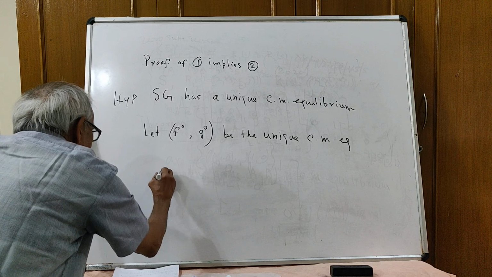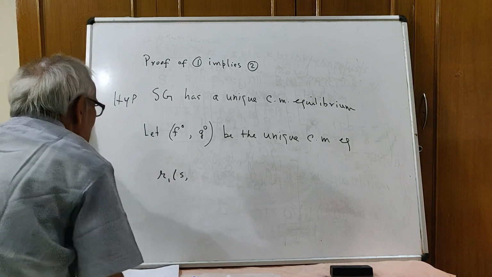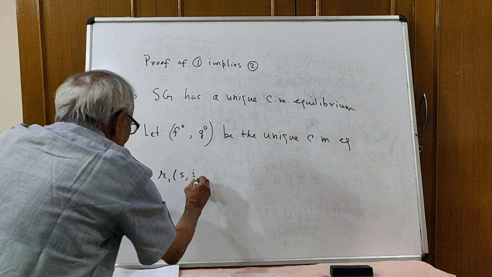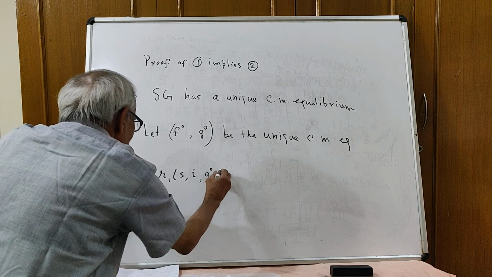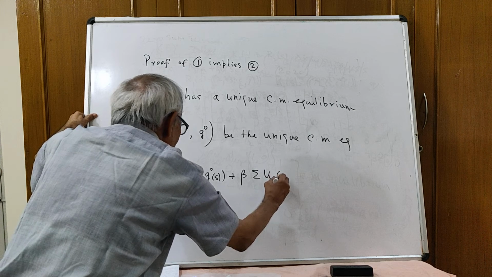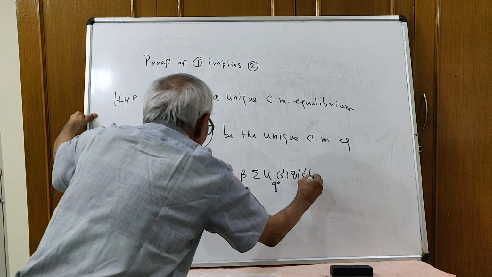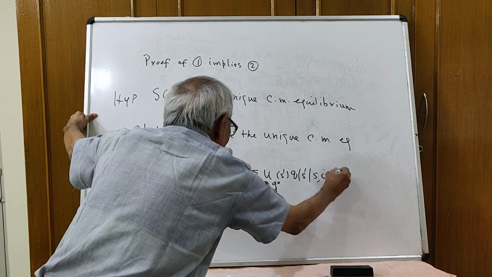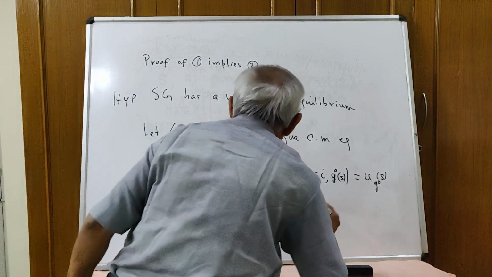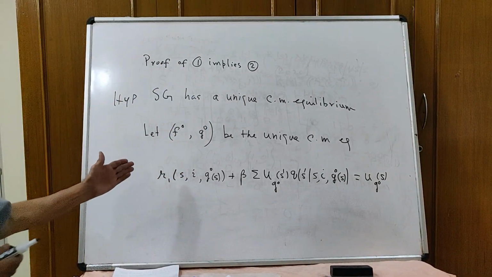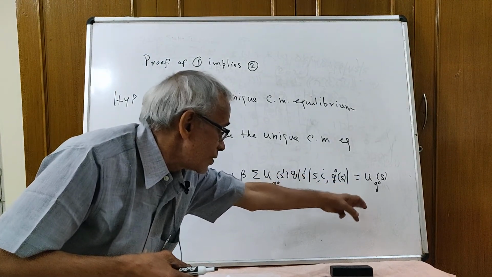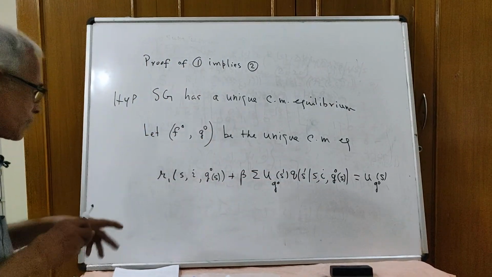Now let me, how many minutes do I have? Let me indicate at least one part of the proof of this fact. Proof of one implies two. That is, I am assuming the bistochastic game, this is the hypothesis, has a unique completely mixed equilibrium. I have to show the individual matrix game to be completely mixed.